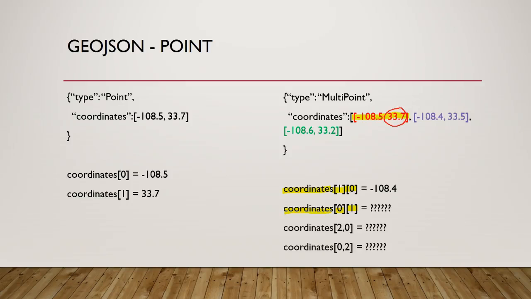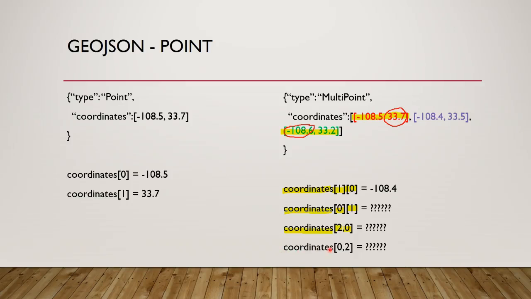What about coordinates 2, 0 and coordinates 0, 2? Okay, go ahead and pause this video and think about it for a bit. Think you got the answer? Coordinates 2, 0 is the first element of the third element of the coordinates property. Now the third element is the green one, so the first element of the third array is -108.6.